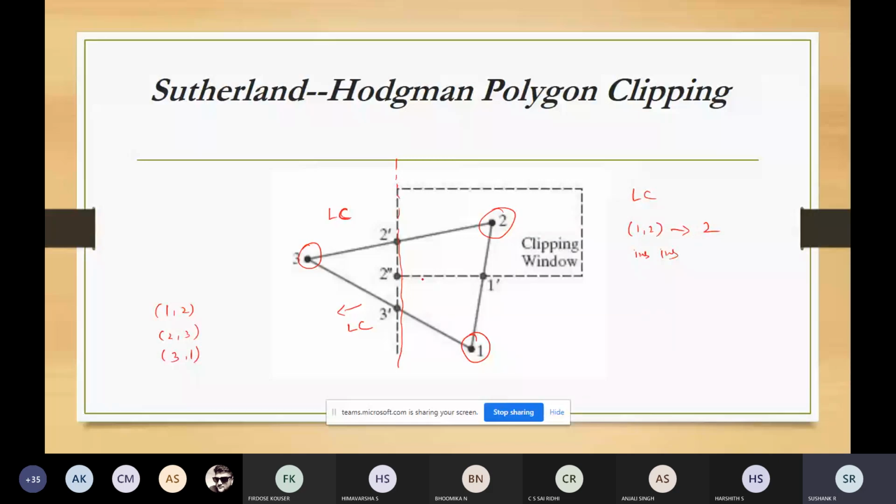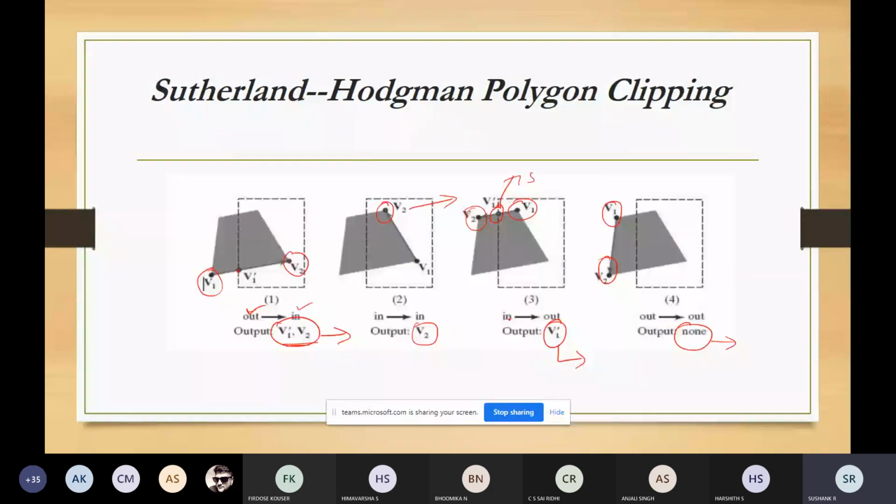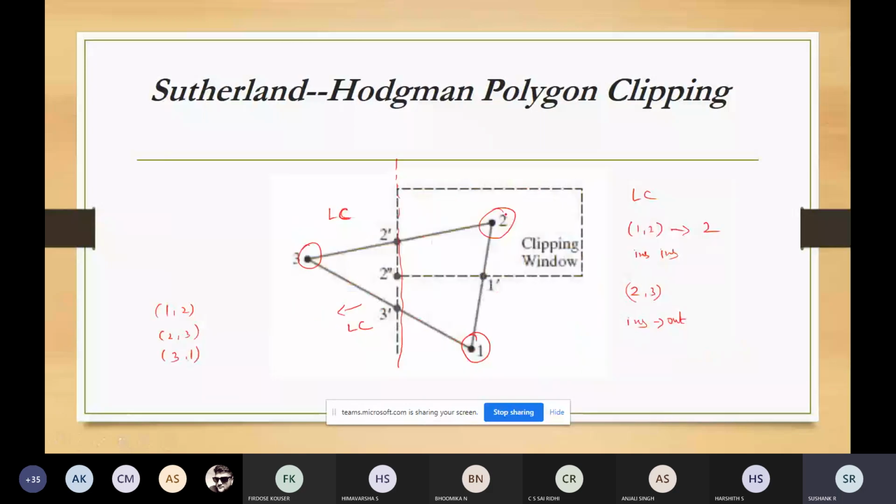The next edge to be considered is 2 3. For my left clipper, I know that 2 is inside and 3 is outside. It is in the left clipper region, so 3 should be clipped. When it is inside to outside, my output should be the intersection point. Inside is 2, outside is 3, so going by the terminology, my output should be 2 dash.